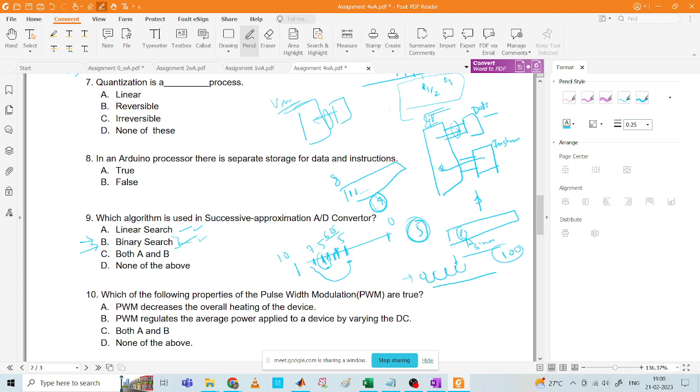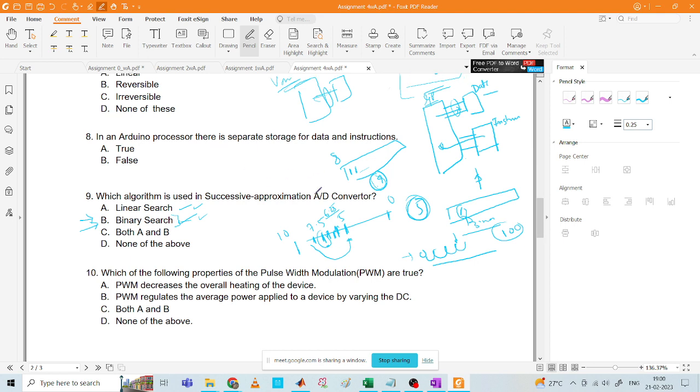It is very straight. Dual slope converter is there, no? That one is linear search. Which one? Dual slope. It's an AD converter, right? Yes, sir. Dual slope converter is linear. Yes.